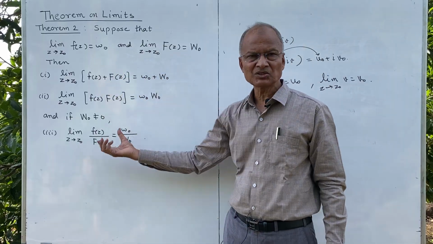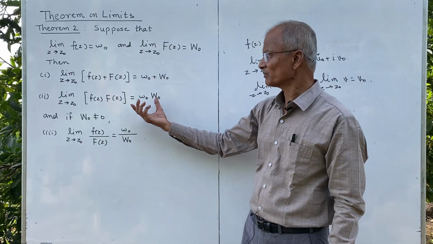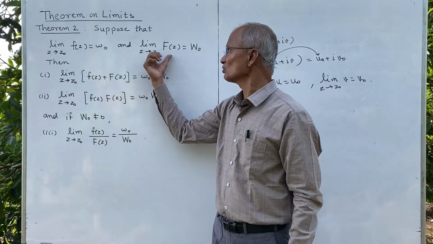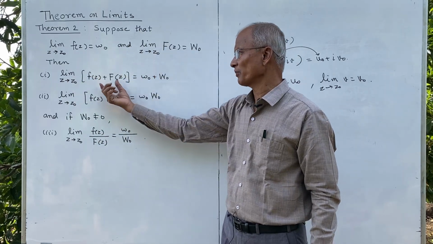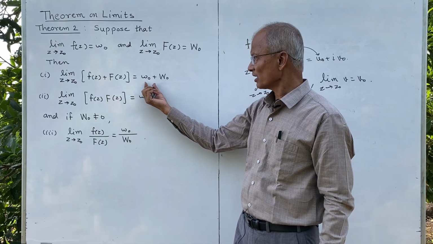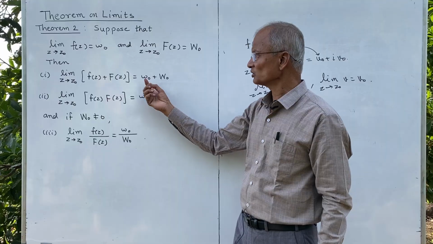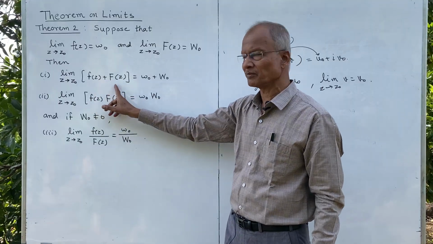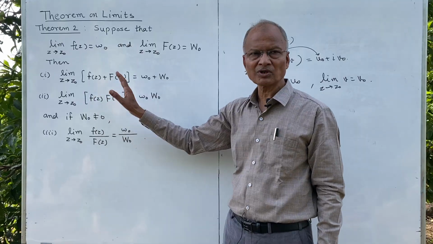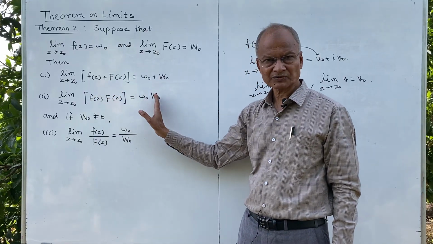Then the limit of the algebra of these functions is expressed here. The limit of the sum of the two functions, f of z plus capital F of z, is equal to small w naught plus capital W naught, meaning the limit of the first function plus the limit of the second function. That is, the limit of the sum of two functions is equal to the limit of the first function plus the limit of the second function.